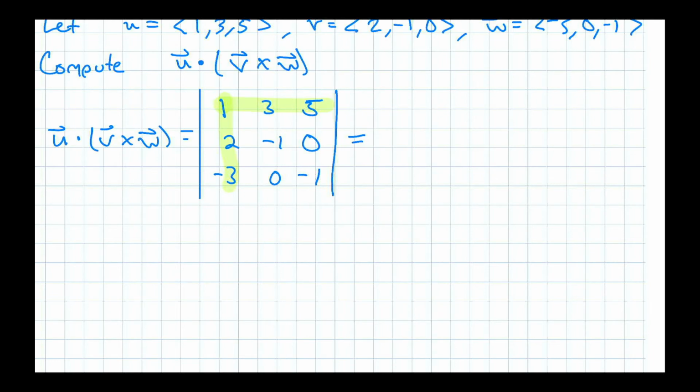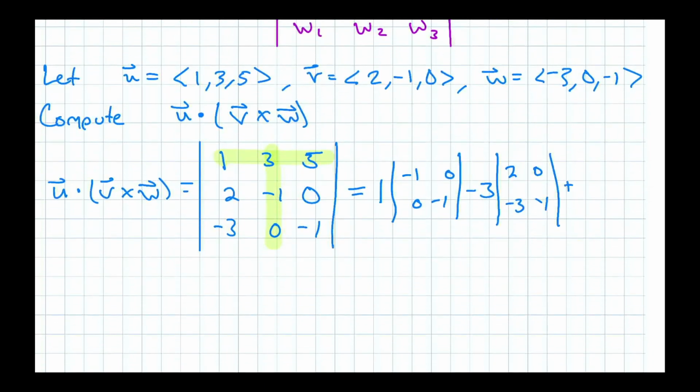Start with the 1, so you start with 1 instead of I, and then a 2 by 2 with -1, 0, 0, -1. Then the middle one, we got a -3. Don't forget the minus on the middle term. Then a 2 by 2, which is going to be 2, -3, 0, -1. And then finally plus the 5. Cover up the row and column there, and you get a 2 by 2 with 2, -1, -3, 0.